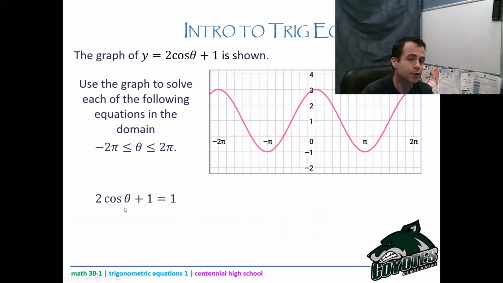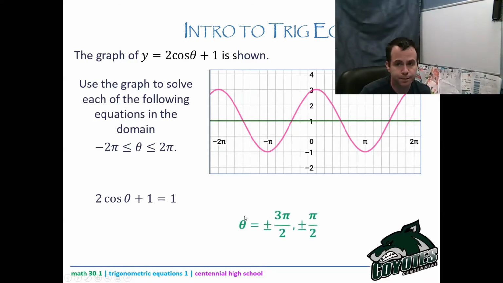Okay, what if we did 2 cos theta plus 1? Well, same thing, except now instead of y equals 0, I'm going to draw in y equals 1, and I'm going to look for those intersection points instead. This is the halfway point, so I'm looking at actually negative half pi and negative 3 pi over 2, and then half pi and 3 pi over 2.